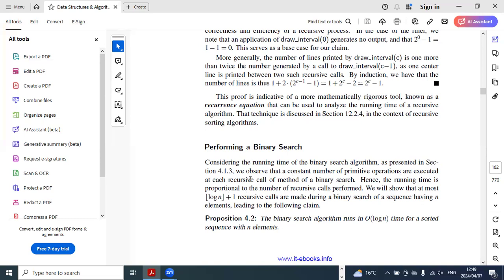And remember our activation record: whenever you run a call, it creates a space for that call. So we show that at most log of n base 2 plus 1 recursive calls are made during the binary search of n elements, leading to the following claim: the binary search algorithm runs in big O of log n time for a sorted sequence with n elements.